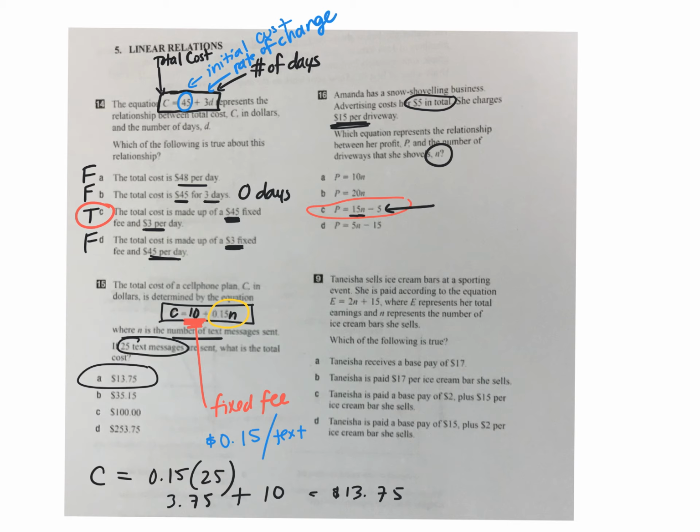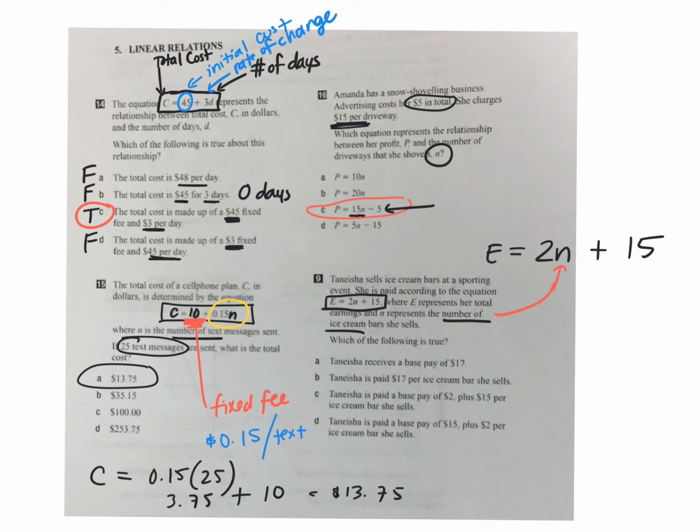She's selling ice cream bars, and she earns, this is the equation, 2N. What does N represent? Number of ice cream bars. So how much does she make for every ice cream bar she sells? The equation is E equals 2N plus 15. How much does she make per ice cream bar? Thank you. $2 per bar. And then she receives an extra $15 as her initial fee. Correct? Which statement is true?